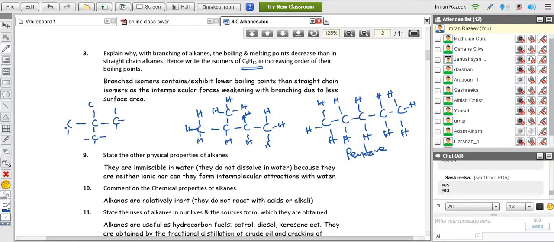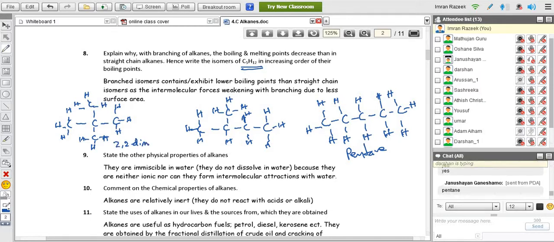So which one will have the highest boiling point? 2,2-dimethyl propane or pentane? You can type the answer, please. This is 2-methyl butane, and this is 2,2-dimethyl propane. So the highest one will be pentane, because that's the longest chain.